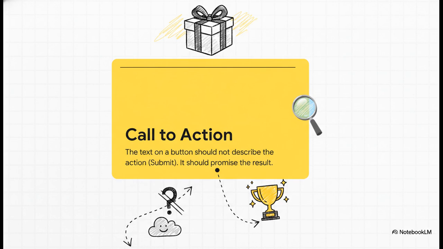And here's the principle behind that. A truly great call to action doesn't describe what the user is doing. No, it describes what the user is getting. The words on that button should be a promise of the value that's waiting for them right on the other side of that click. That really is the secret.